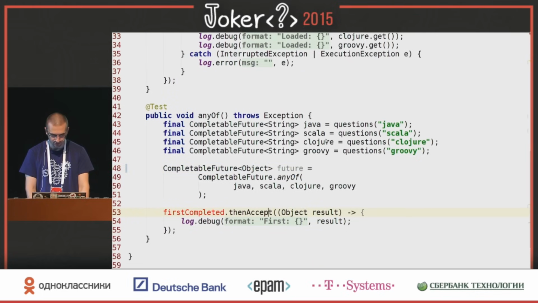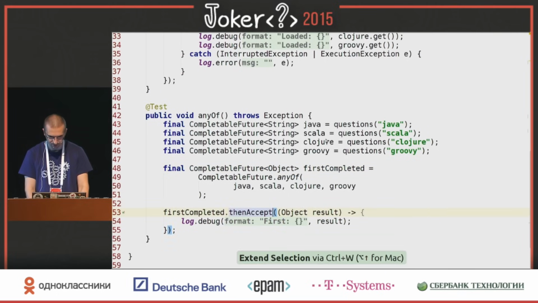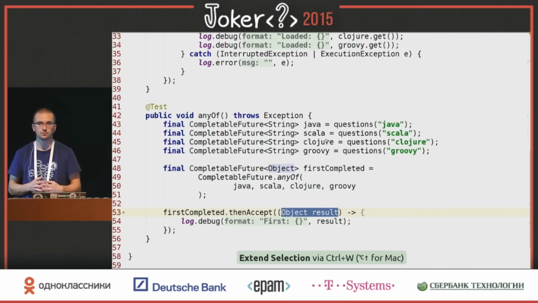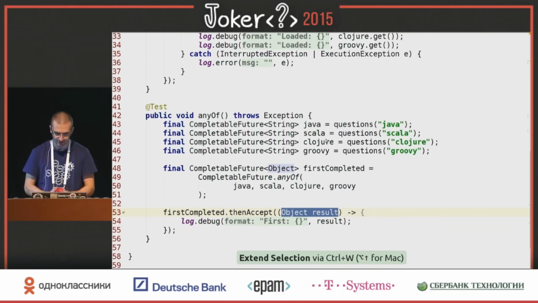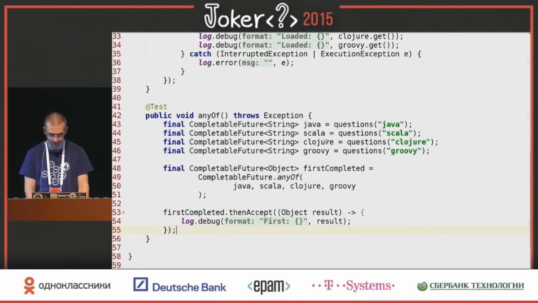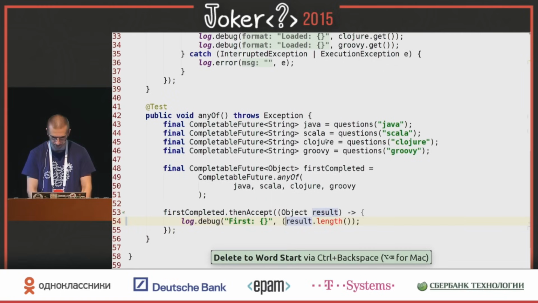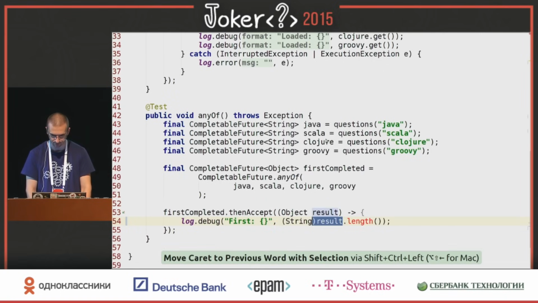And if you actually go to a callback of thenAccept, remember, this one takes the result of the future as an argument. So it's an Object. So it only compiles because I'm using toString here, but I cannot go for example, result.length, which is a valid method on a string, because my result is not a string, it's an Object. Technically, I know it's a string, but yeah, I still have to downcast it, which is pretty terrible.